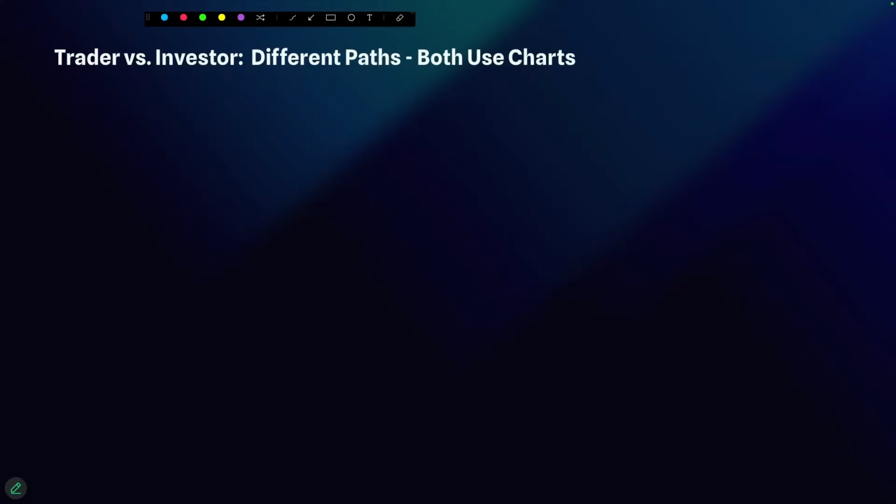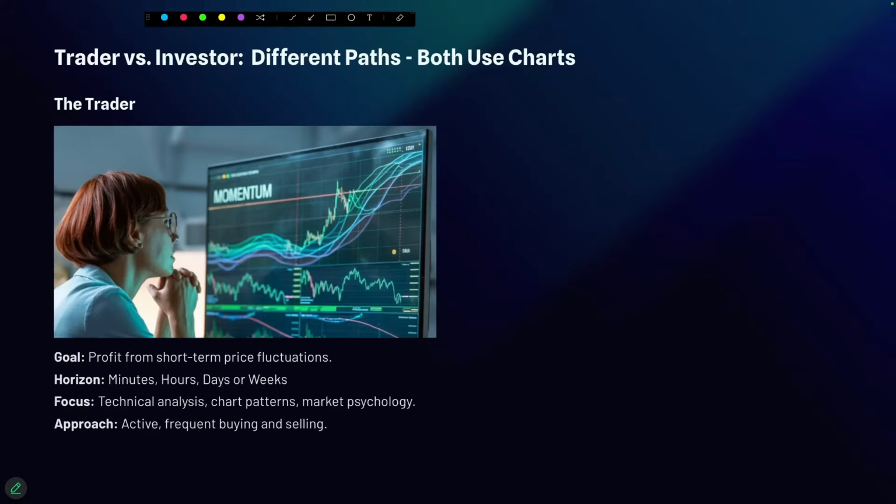I'm going to talk briefly about trader versus investor and the different paths and how each of them might use a chart. So a trader, somebody that's a little more active, they're dealing with shorter term price fluctuations. And this is what we're going to talk about. Do you use a 1-minute chart? Do you use a 5-minute chart? Do you use a 1-day chart, etc.?